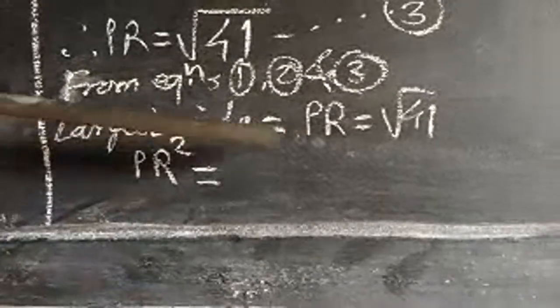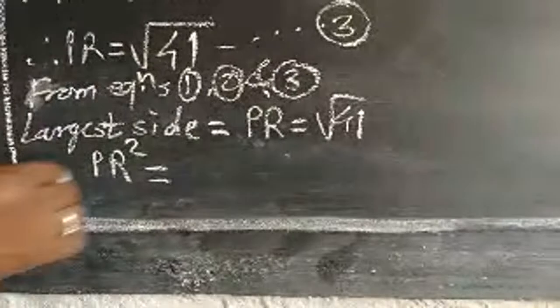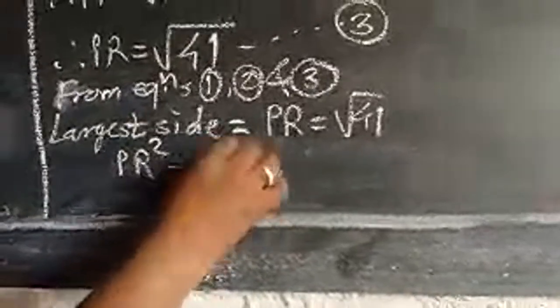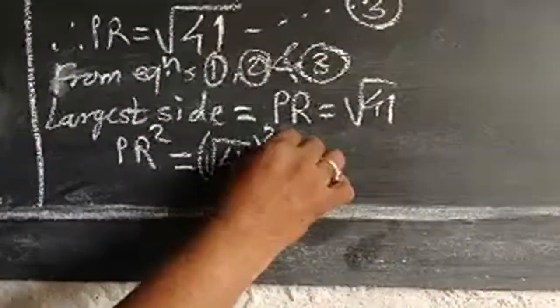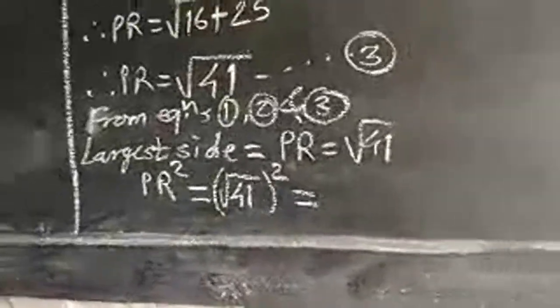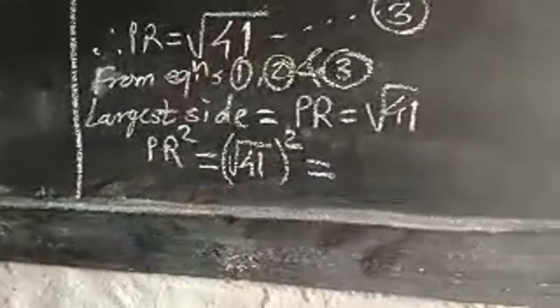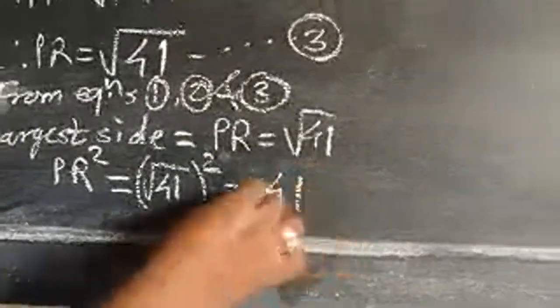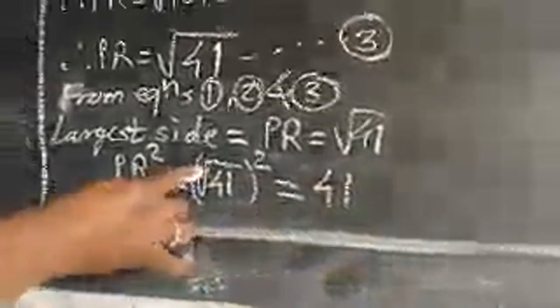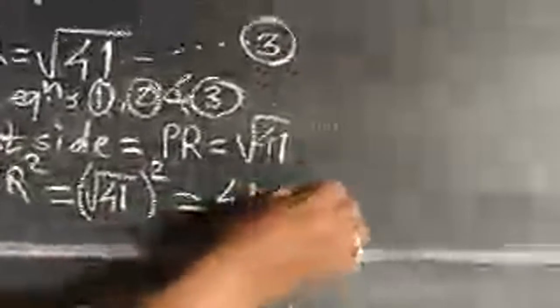PR square is equal to root 41 square. Root 41, its square. Square of root 41 is 41. Square root cancels after squaring. That is equation 4.